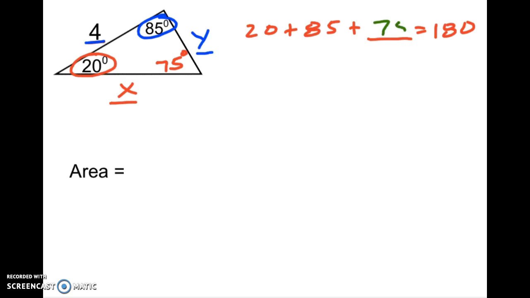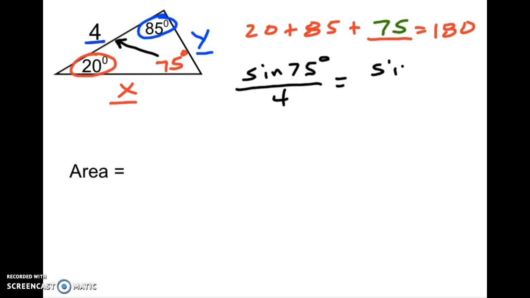If you want to double check my math, that should work. Now, the law of sines, like I said, let's do the x in this case. It says that we do the sine of the angle, in this case 75 degrees, over the side that it's across from, the 4, and that'll be equal to the sine of 85 degrees over the x.